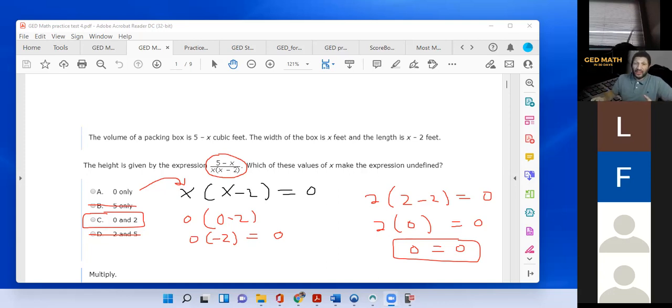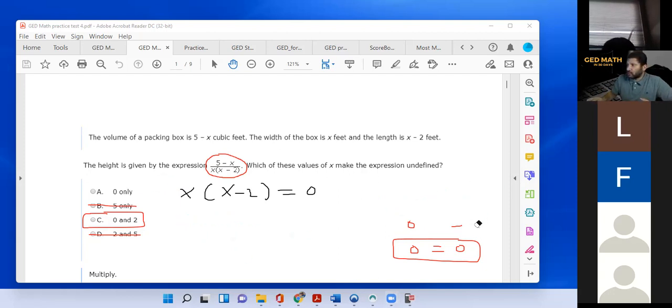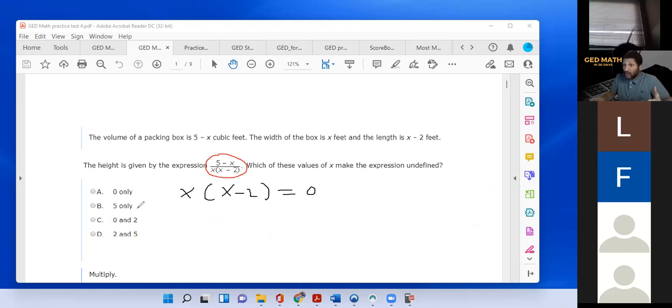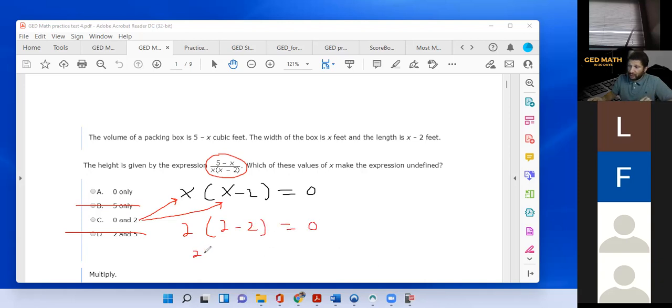Now, what you also could have done is this. Let me show you. What you should have also realized is 0 times anything is 0. So right away, you know 0 is the answer. So anything without 0, you already know it cannot be. So right away, we know it's not 5, we know it's not D. Then we substitute that 2 in. We just took this 2 and put it as x. And we got to make sure that's equal to 0. And it is.